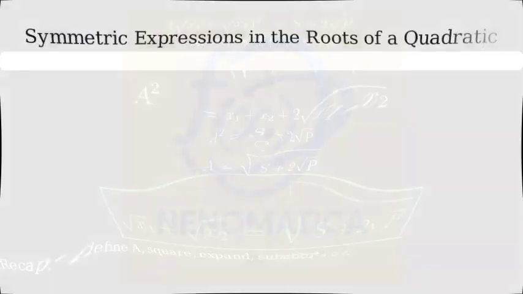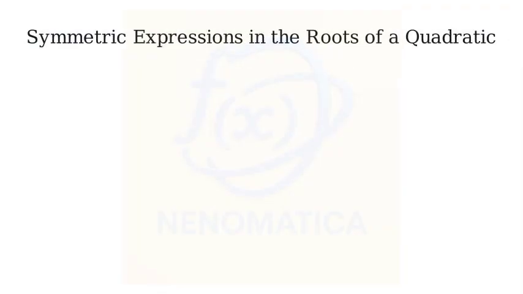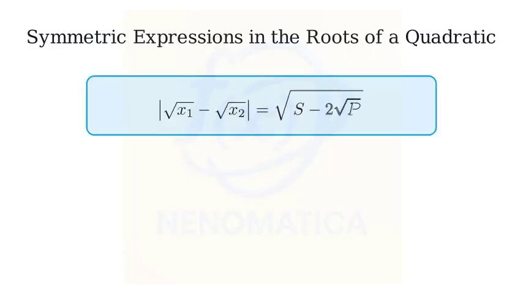In this lesson, we will prove a beautiful symmetric identity involving the roots of a quadratic. Let x1 and x2 be real, non-negative numbers, typically the roots of a quadratic with sum S and product P. Our goal is to show the following identity exactly, step by step, matching the structure shown. Here is the statement we want to prove. Absolute value of the square root of x1 minus the square root of x2 equals the square root of S minus 2 times the square root of P.